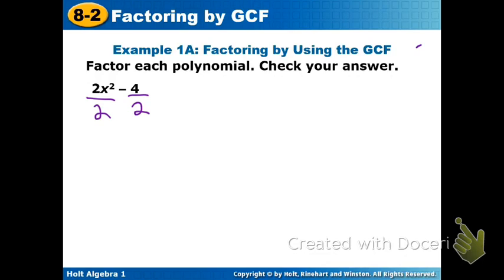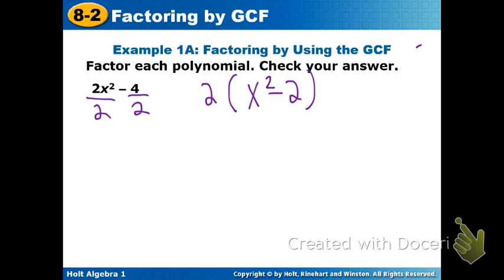So let's do that. Remember that factoring is the opposite of distributing. So your answer will look like you have distributed out that factor. So you would have 2 outside the parentheses. Okay? And then divide out. What would 2x squared divided by 2 be? 1x squared, so we would just write x squared. Negative 4 divided by 2? How about negative 2?